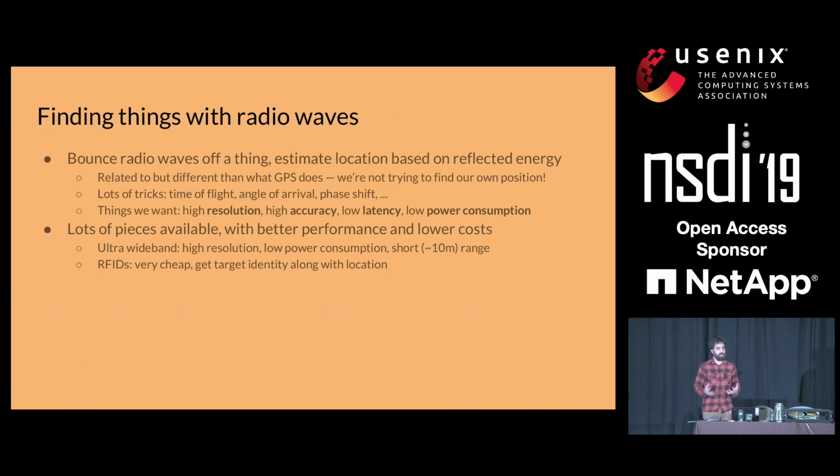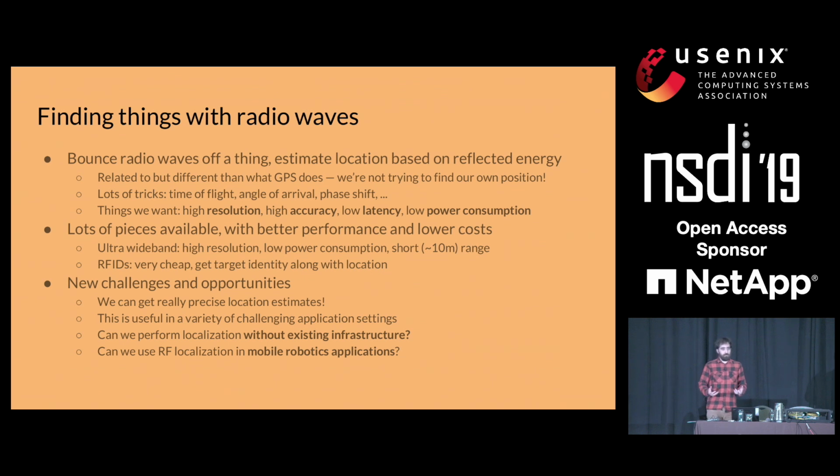And so there are lots of different ways in which we can build systems to achieve these goals, depending on the needs of our application. We could use an ultra-wideband radio, which works by sending out a short pulse over a very wide bandwidth at low power. This allows us to get really high resolution ranging at low power, but it only works over relatively short ranges. RFIDs are another piece of the puzzle that we could use for this. They're super cheap, and they have the nice benefit that we might be able to get a target's identity along with its location if we're using them in some kind of localization system.